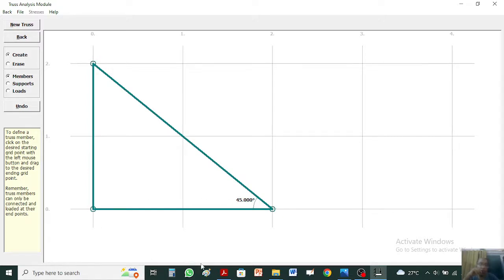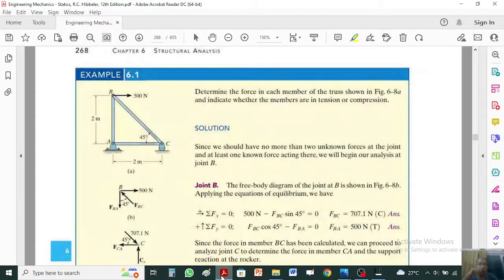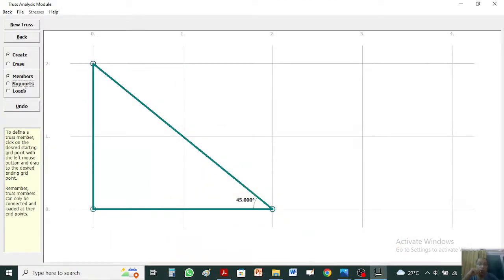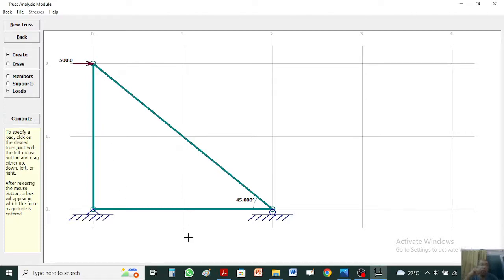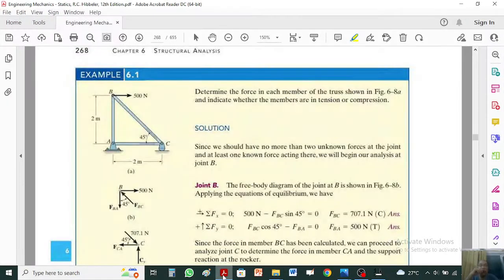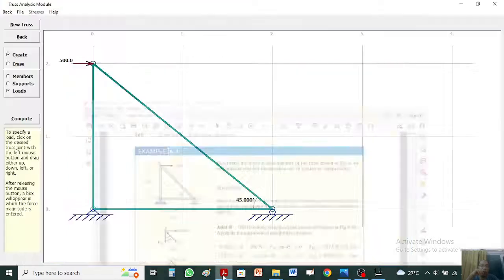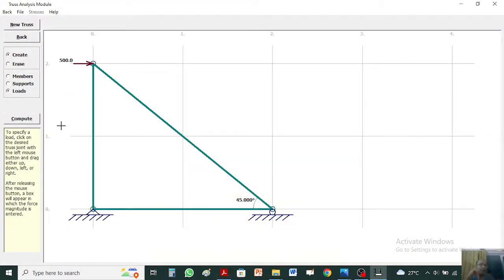So these are the 3 members which we have created, and then we have to define the pin support. For pin or supports, here it is. Let's define them, and we say this is the structure. The roller support is also here, like this we define it, and then you also need to apply the load. I think the load is 500 Newton. Yes, it is 500 Newton, and we enter the load. Have we made the structure very clear now? If you look at it, is it exactly like this? Yes, it is exactly like this, and now we can ask the software to calculate it for us.